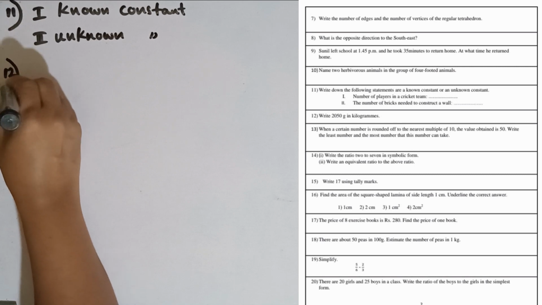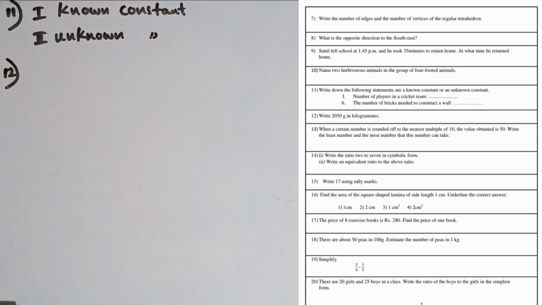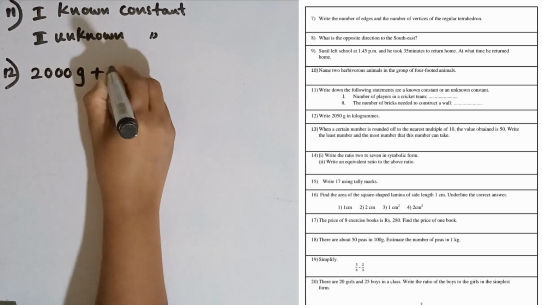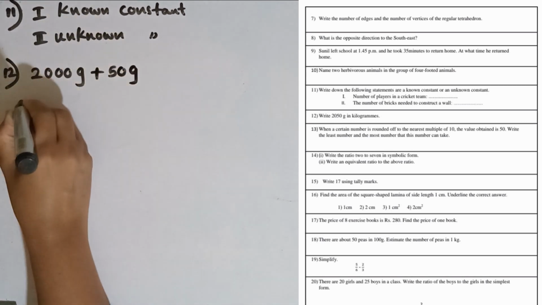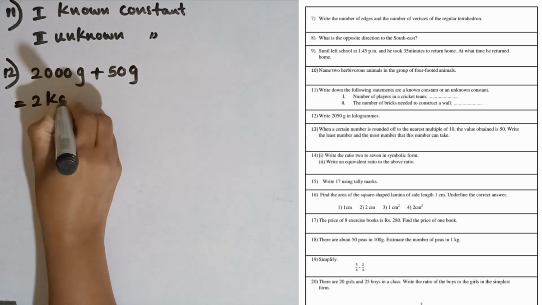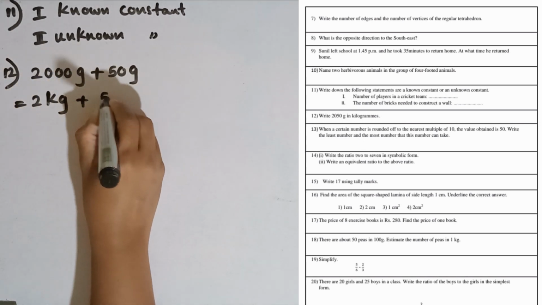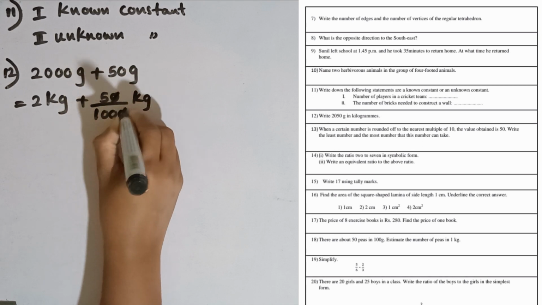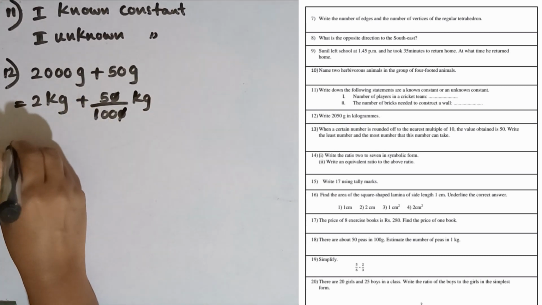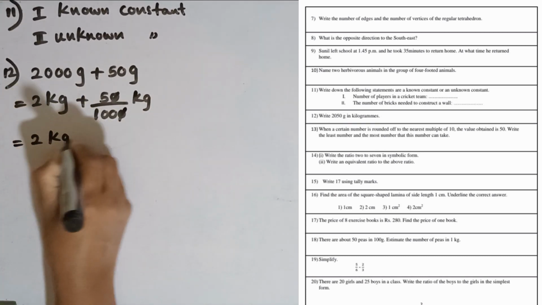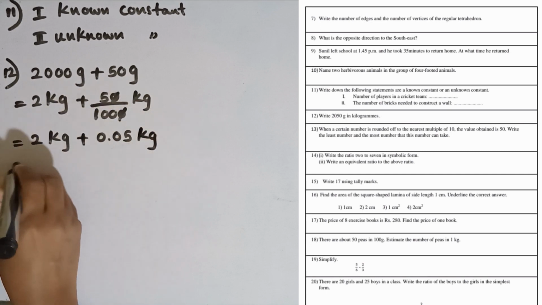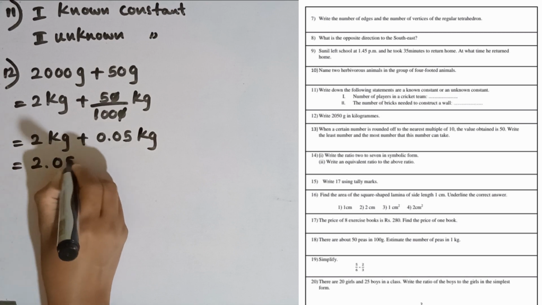Then question number 12. Write 2050 grams in kilograms. We can separate it as 2000 grams plus 50 grams. This 2000 grams can be written as 2 kilograms. To convert grams to kilograms, we have to divide by 1000. We can cut off these zeros. Then we can write it as 2 kilograms plus 0.05 kilograms. Now the addition is 2.05 kilograms.